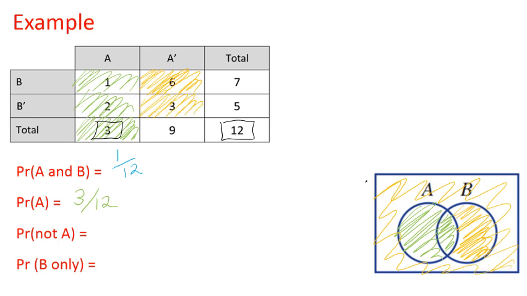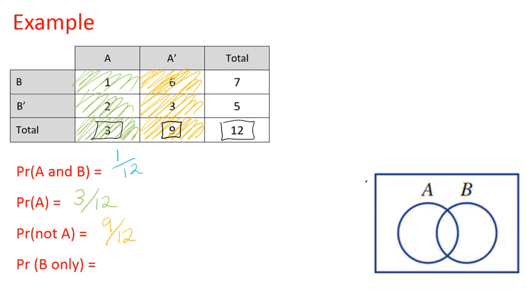So I just need to look at this last total here. This will show me this is not A total, which is 9. So my answer is 9 out of 12. Then the last one says the probability of B only.